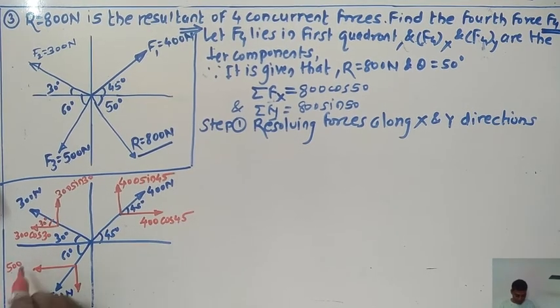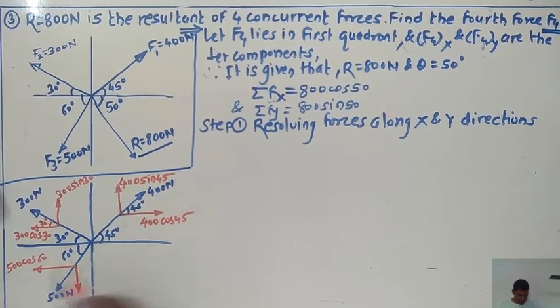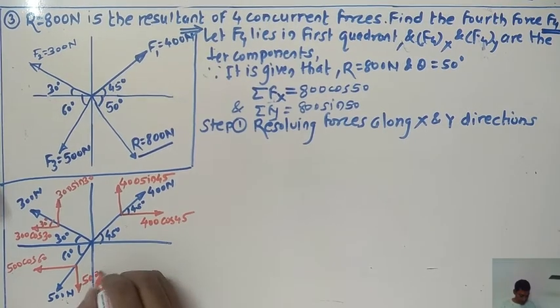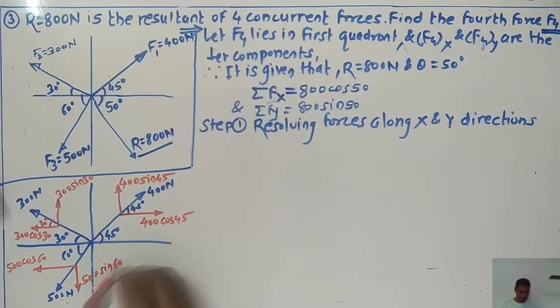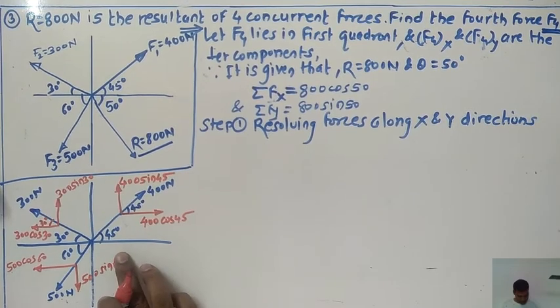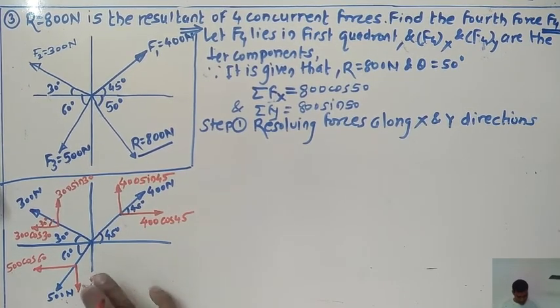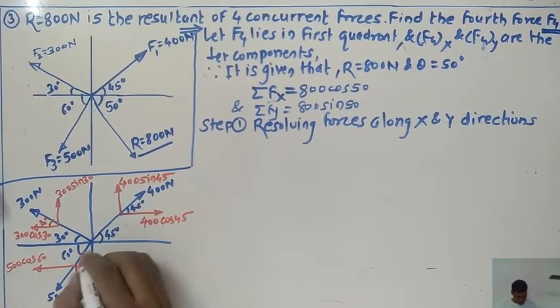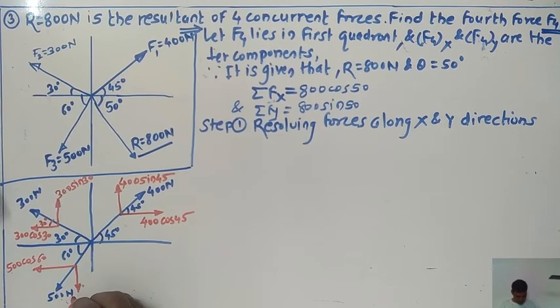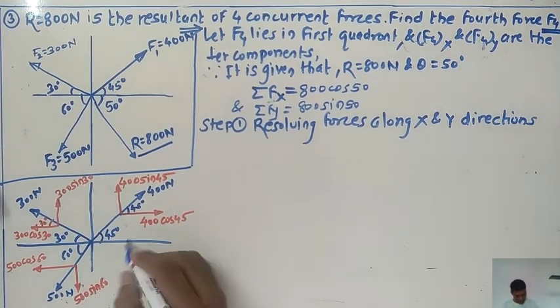500 cos 60 degrees. This one must be 500 sin 60 degrees. I'll write this component here so that I can write the information of the next force. In front of you, clearly, this one is 500 sin 60 degrees. Just move towards the next one.